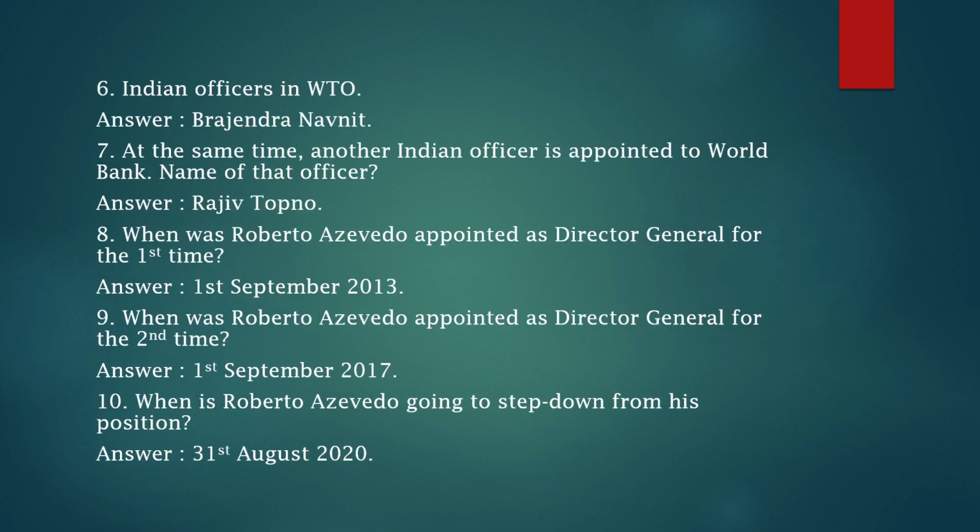Indian officers in World Trade Organization. Brajendra Navneet. And at the same time, another Indian officer is also appointed to the World Bank. Name that officer: Rajiv Topno. When was Roberto Azevedo appointed as Director General for the first time? On 1st September 2013. When was Roberto Azevedo appointed as Director General for the second time? On 1st September 2017. And the final question is, when is Roberto Azevedo going to step down from his position? On 31st August 2020.